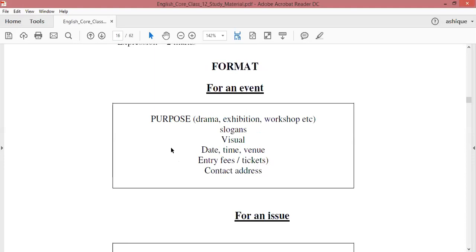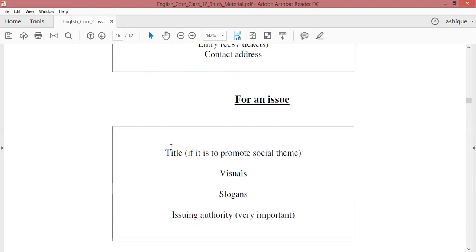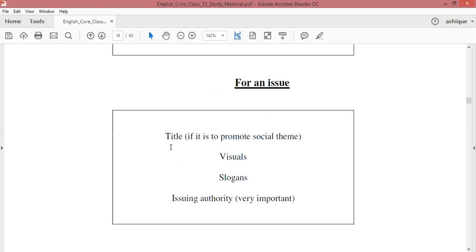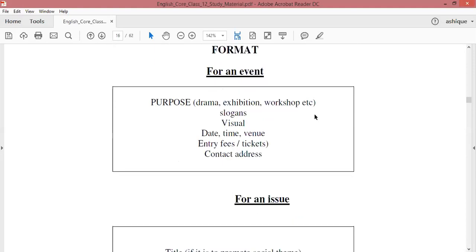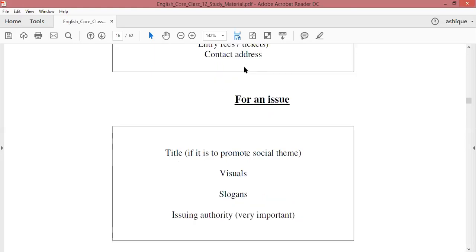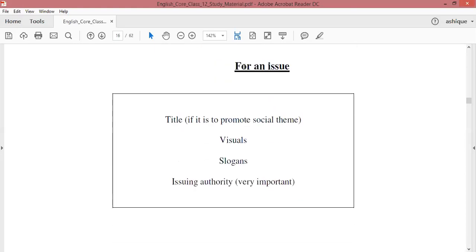Next, for an issue, if there is an issue, you are highlighting the issue title. If it is to promote a social theme, you include a visual, slogan, and issuing authority. Okay, for an event, this first format is for an event. The second format is for an issue. Right now, the pandemic is going on, coronavirus. For an issue, they are highlighting the theme.